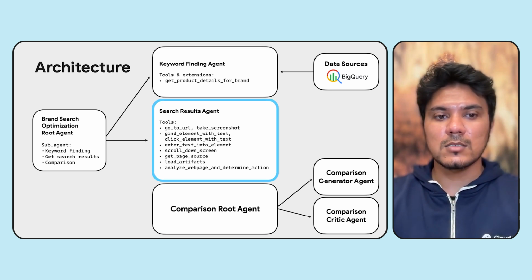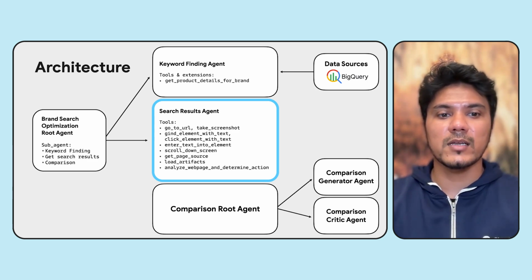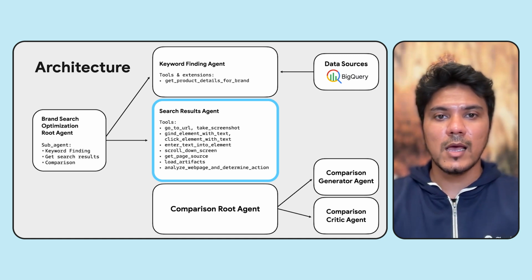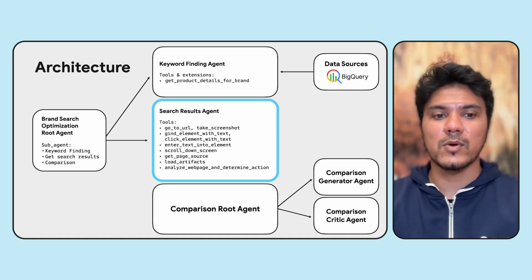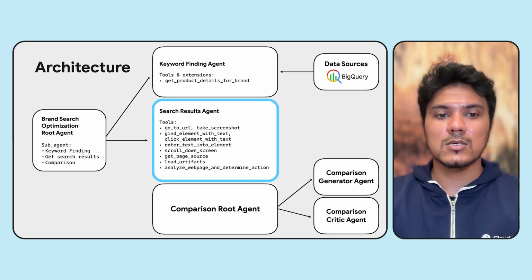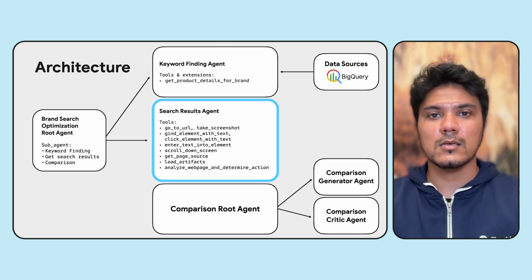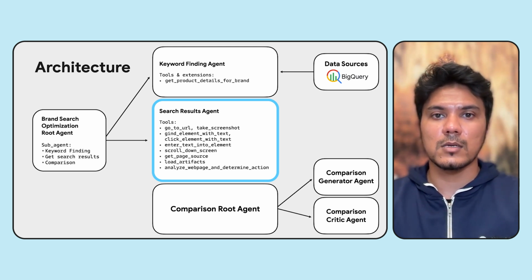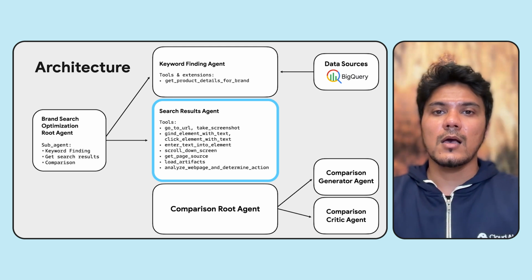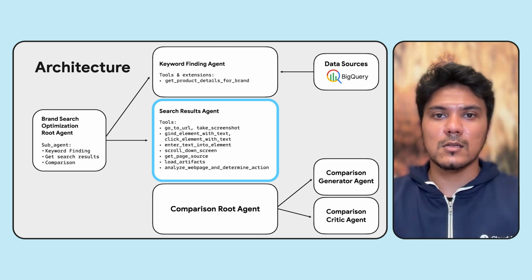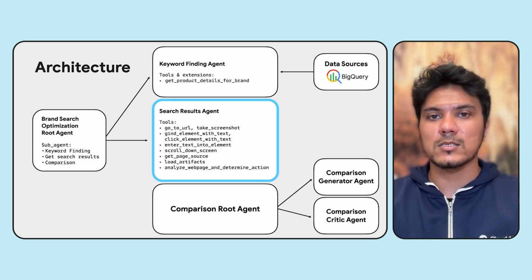The next agent is the search results agent, which has tools such as going to URL, finding elements, scrolling down, and getting the page source. And from the tools, you can guess this is the web browser agent. And behind the scene, it uses Selenium and WebDriver. So what this agent will do is take the keyword and then search for the keyword on a website, say Google Shopping, and get the top three results for that keyword, and save the titles of the results for the next step, which is comparing with your own brand's title.